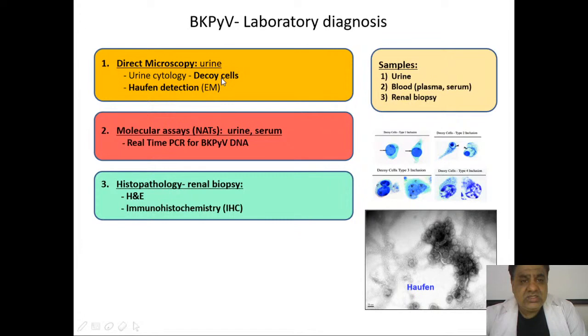So, in urine cytology, decoy cells can be seen by staining with H&E or by Pap staining, and Haufen detection can be done by electron microscopy in urine sediment, which are aggregates of BK virus particles in the urine. They look like urinary casts. PCR is the standard in urine and serum for monitoring these patients. The cutoffs are established for this: more than 10 to the power 7 in the urine and more than 10 to the power 4 in the blood, copies per ml, is significant and should be taken seriously. Histopathology and immunohistochemistry can be used by pathologists for this virus.